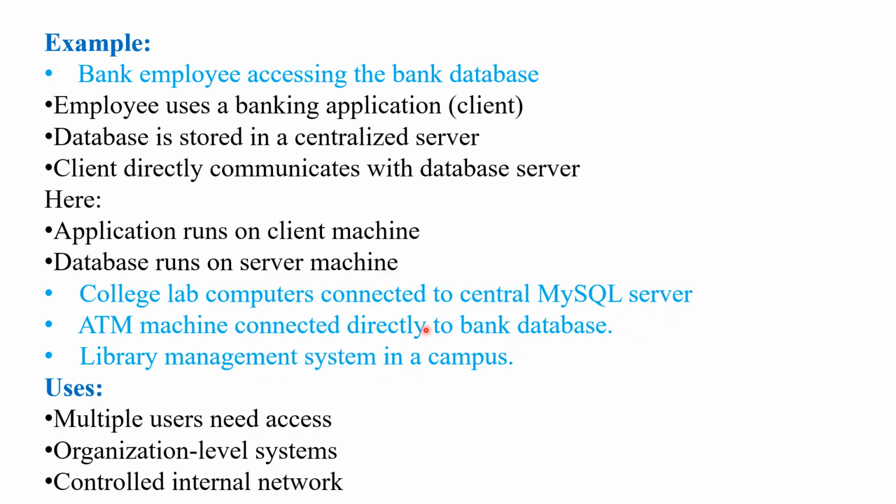So what are the uses of two-tier architecture? Multiple users need access, organizational level systems, and it can control the internal networks.